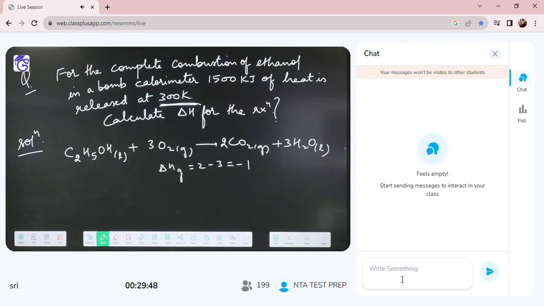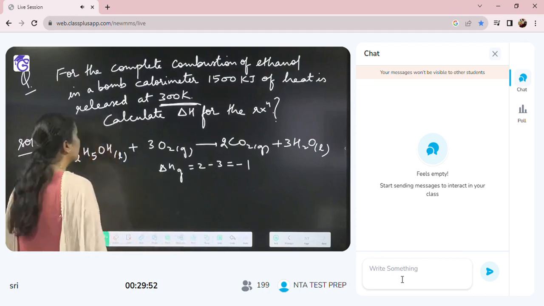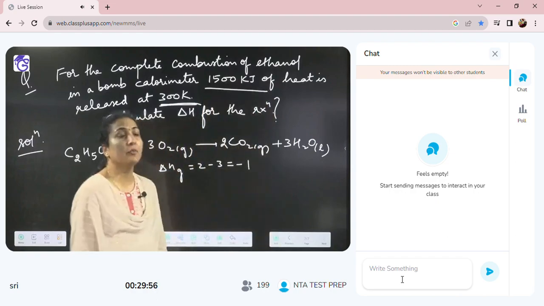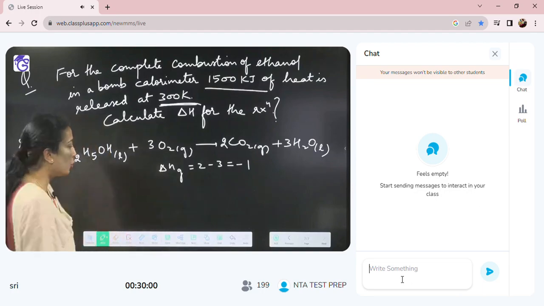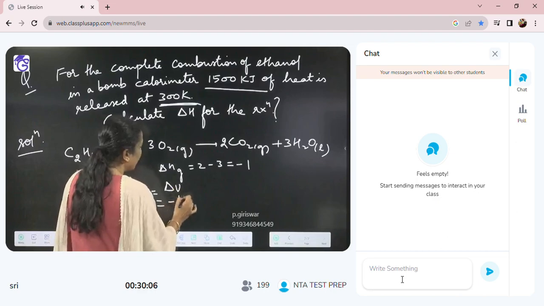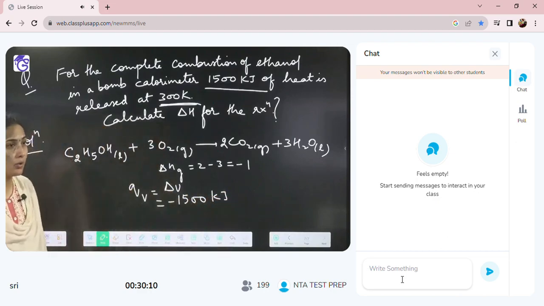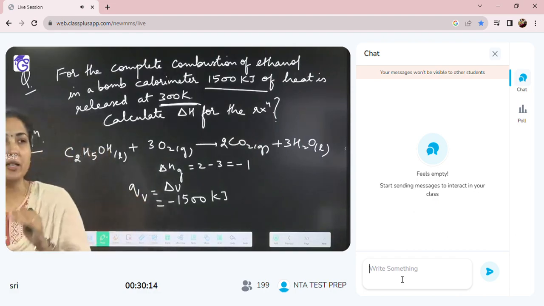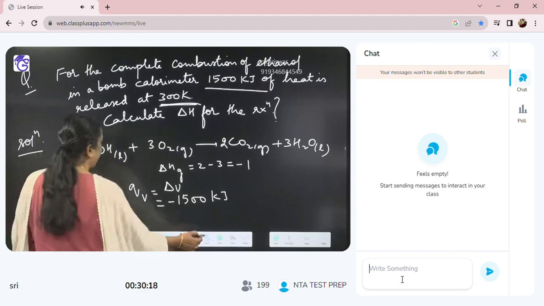Is there any answer here? See, you have got this value, and one more thing is, they have given you that this much amount of heat is liberated, and they have mentioned bomb calorimeter. That means what? Volume is constant. So whatever is this heat exchange at constant volume, that is delta U, but mind well, you have to take minus 1500 kilojoule because heat is evolved. Did you understand this? Because from the question you must be able to identify whether it is delta H or delta U. No, Pavitra, some mistake you have done, beta.